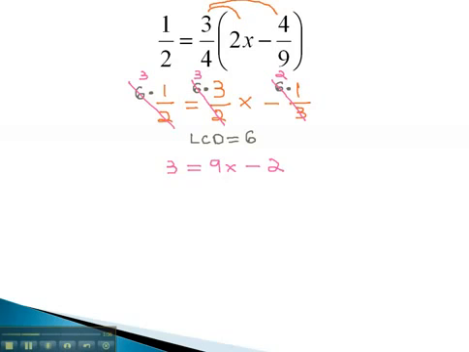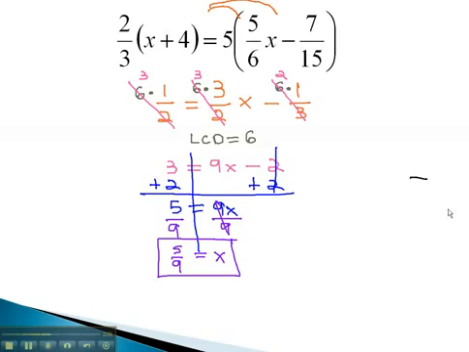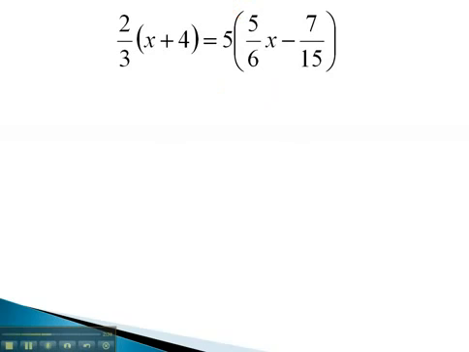Finally, we have a two-step equation we can quickly solve. Add 2 to both sides, balancing through the equals, gives us 5 equals 9x. To get x alone, we simply have to divide by 9, and x equals 5/9. Again, it is important we distribute first and clear fractions second. Let's try one more example where we do just that.